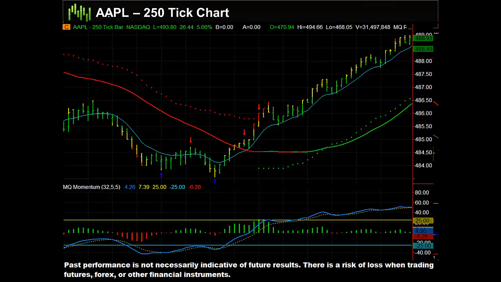Now, you guys will like this. This is actually Apple that traded today. I'm going to demonstrate a divergence on a 250 tick bar chart. Again, that's a number of transactions, 250 price fluctuations, and then it goes to the next bar.